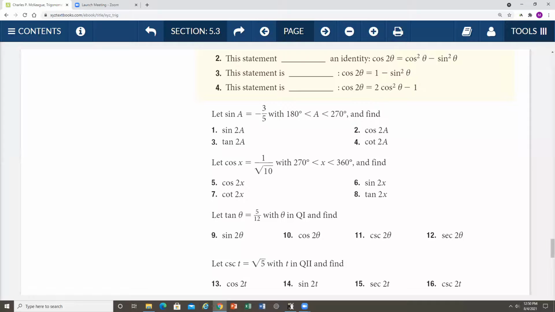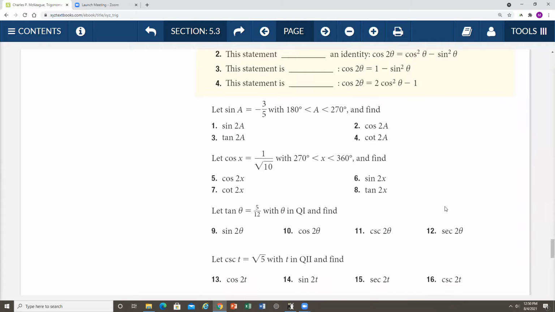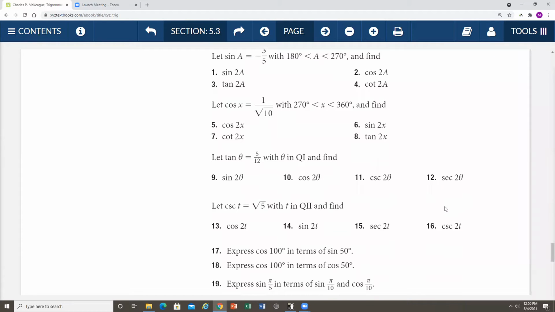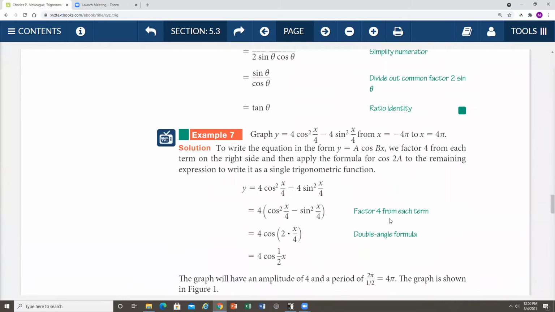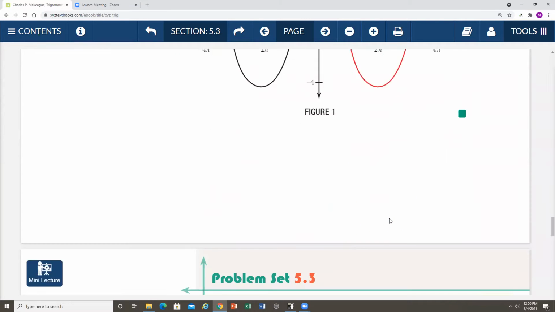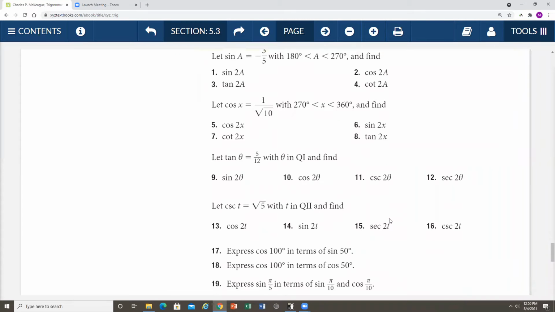Hello, ladies and gentlemen. There was a problem in class today, Wednesday, August 4th, that I worked out, and I did not work it out correctly, and I want to set the record straight. This was problem number 12 in section 5.3, which is on page 269. So page 269, number 12.